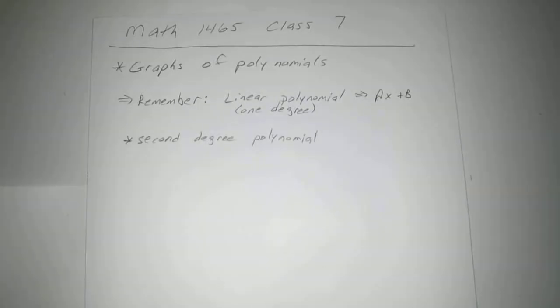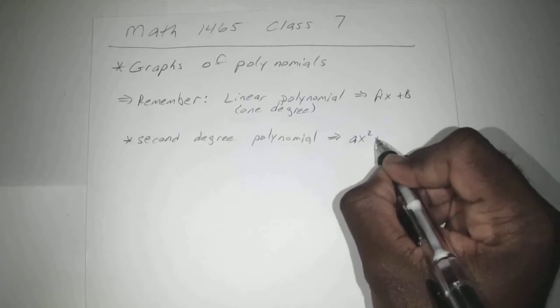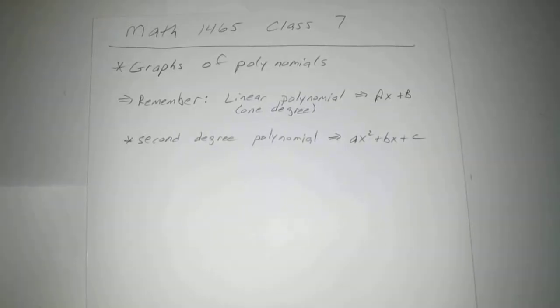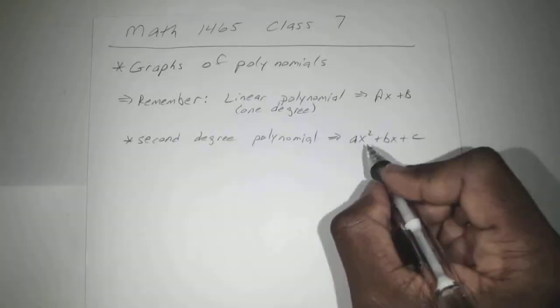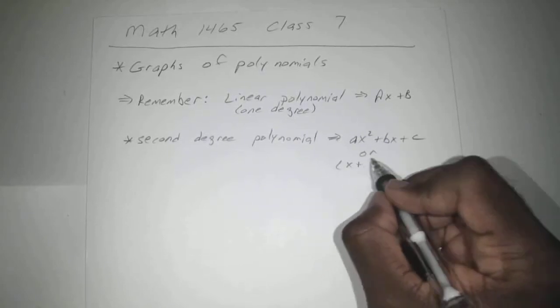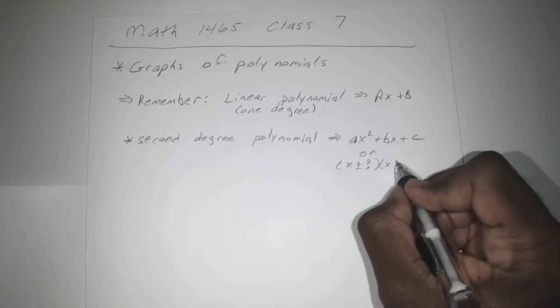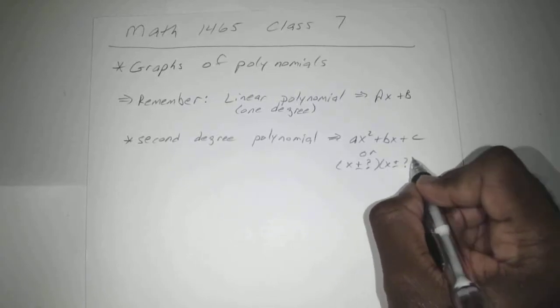Which is your quadratic. That's just ax squared plus bx plus c. Or it could be x plus, well, x plus or minus some number.